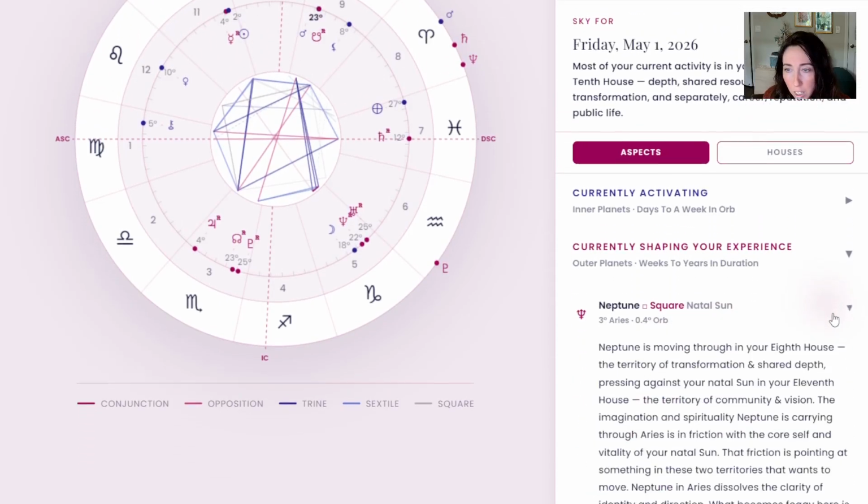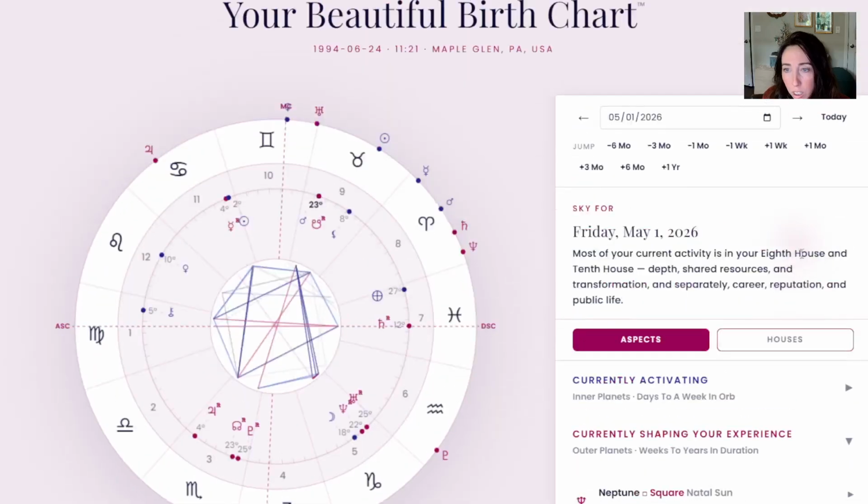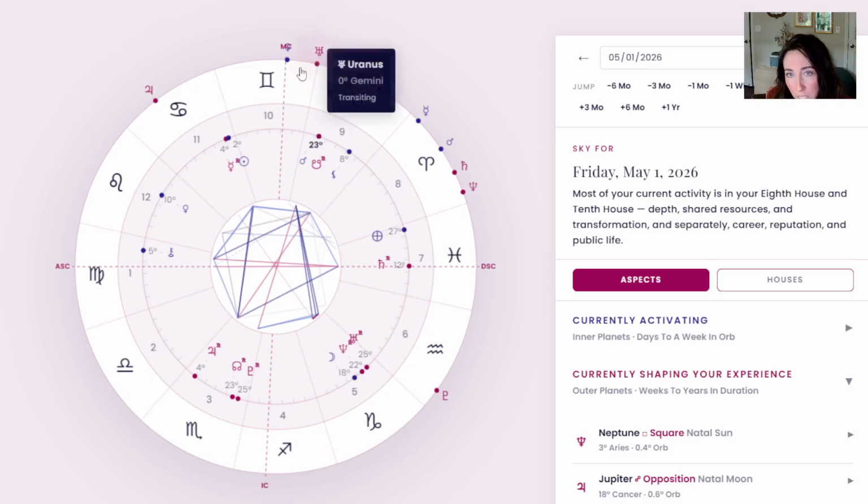And as you can see, there's a breakdown for every aspect that we're hitting. But that's how I'm reading this, where are these planets making their way through? And for this person, Uranus is about to hit their 10th house. For another chart, it's going to be hitting their 8th house and their 2nd house, because it depends on which house is ruled by Gemini for you.